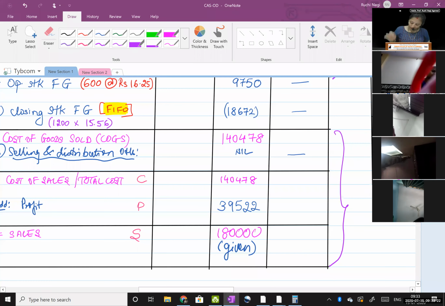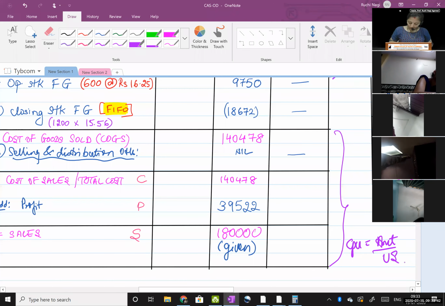COGS up to sales. Okay. How will you get the CPU column? Amount divided with units sold.